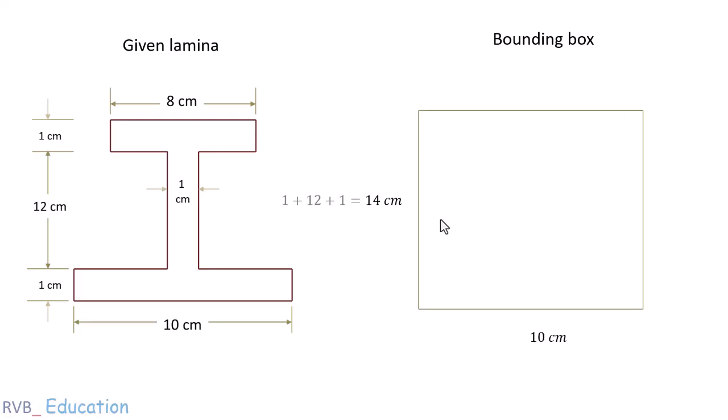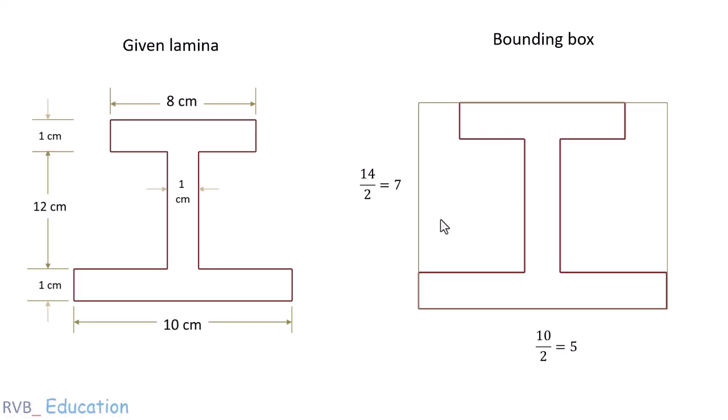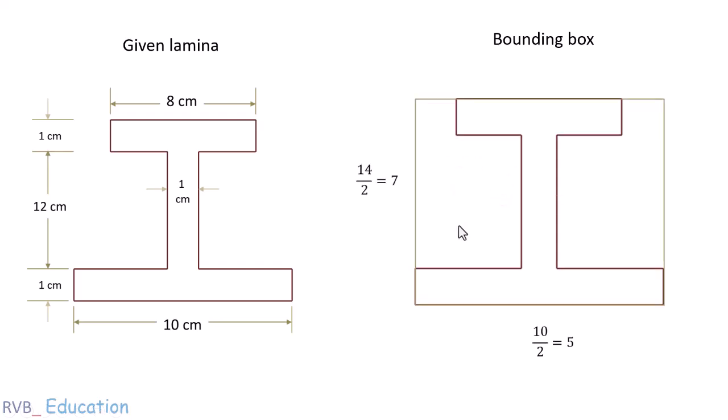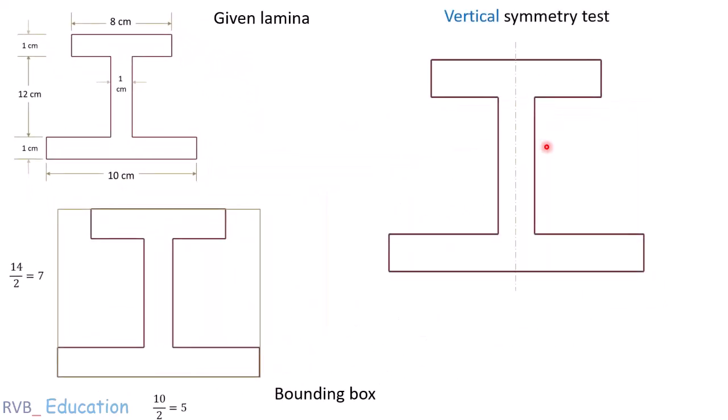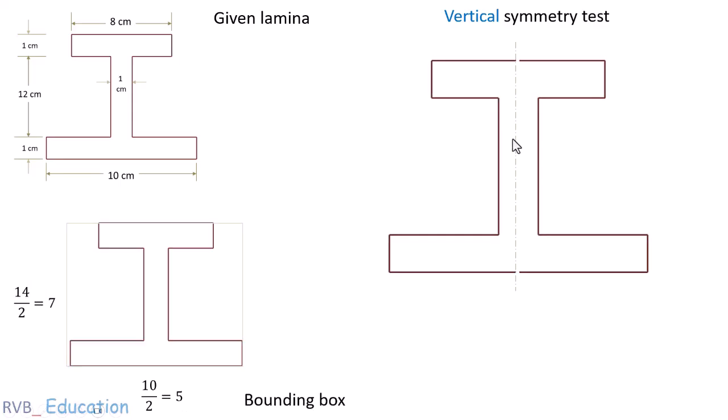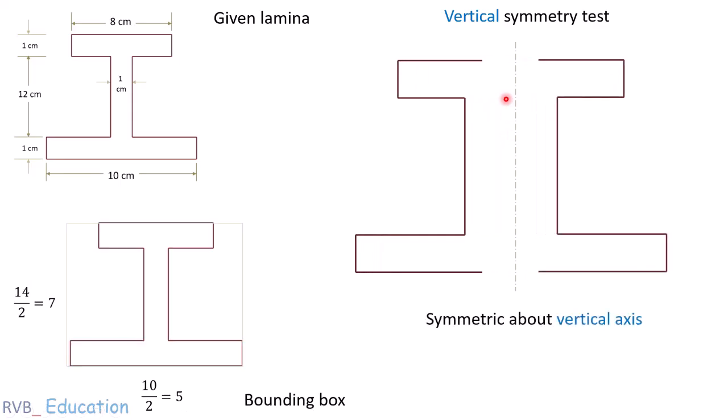Then, locate the centroid of the bounding box. These distances are usually measured from the left edge and the bottom edge of the bounding box. Compare the lamina about the centroidal axis. We test for vertical symmetry. For that, imagine a vertical line passing through the centroid. If the left and right portions of the lamina are mirror images, the lamina is symmetric about the vertical axis. Hence, the centroid coordinate lies on this axis.